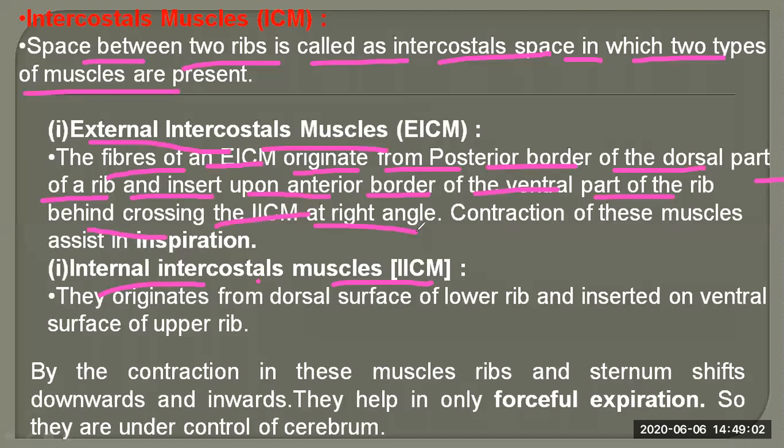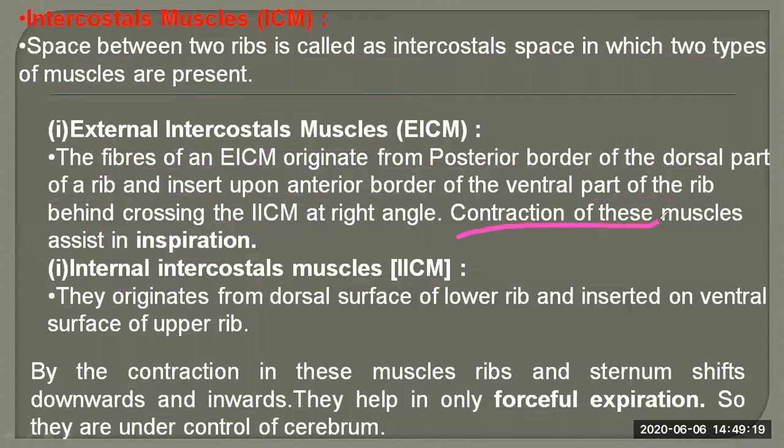Okay, behind crossing the ICM is internal intercostal muscles. They cross at a right angle. Now, contraction of these muscles assists in inspiration. This is the very important sentence. If you read the last sentence, that is, the contraction of these muscles assists in inspiration. This is very important. This is not important, but they have given it, so we have to read. But you should know the external intercostal muscles play a very important role to assist in inspiration.